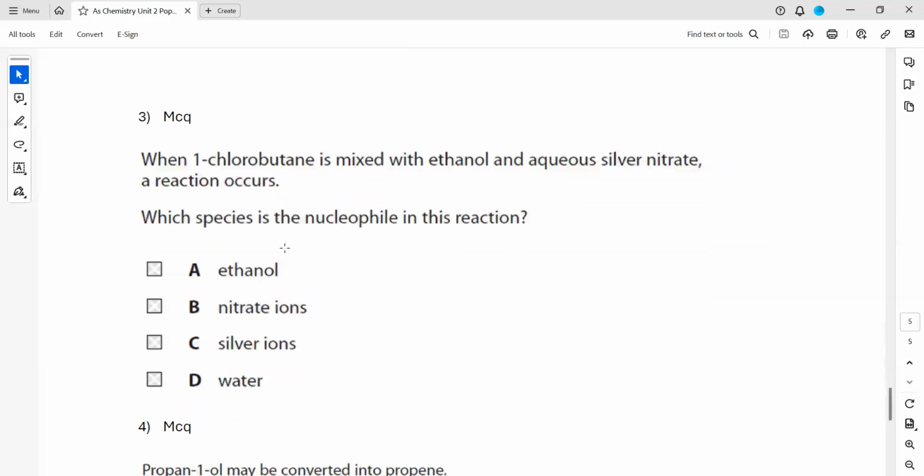In question 3, when 1-chlorobutane is mixed with ethanol and silver nitrate, a reaction occurs. Which species are nucleophiles in this reaction? So we have 1-chlorobutane. At the first position, a chlorine is there. This will be CH2, CH2, CH2, and CH3. The chlorine will be partial negative, and the carbon will be partial positive. And aqueous silver nitrate, AgNO3, is added.